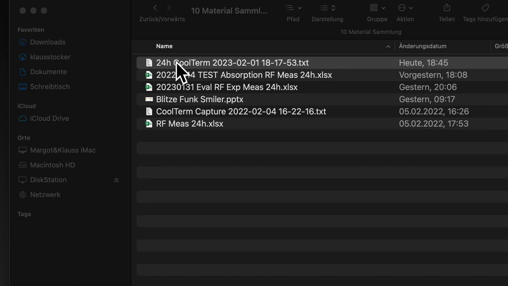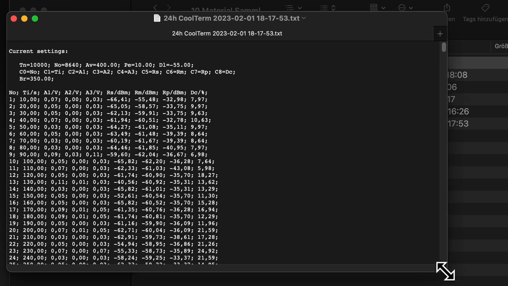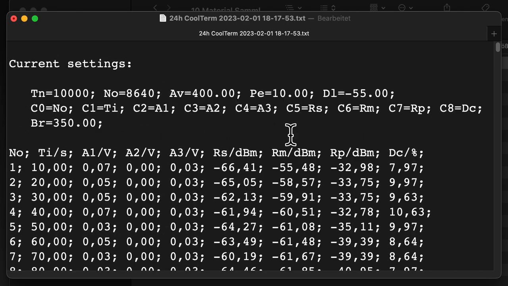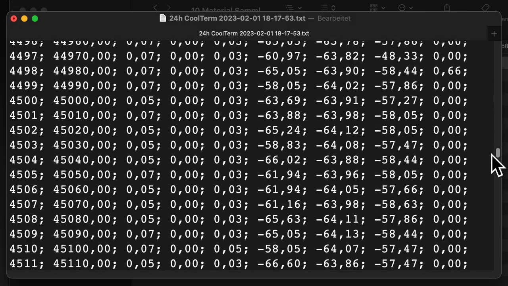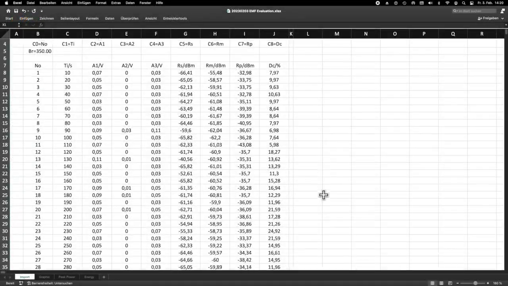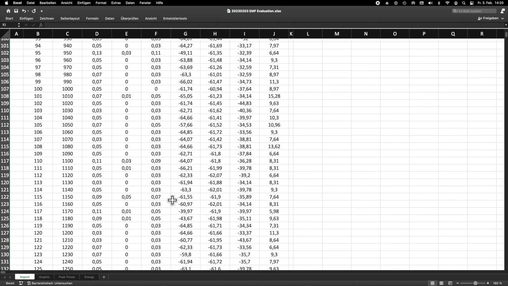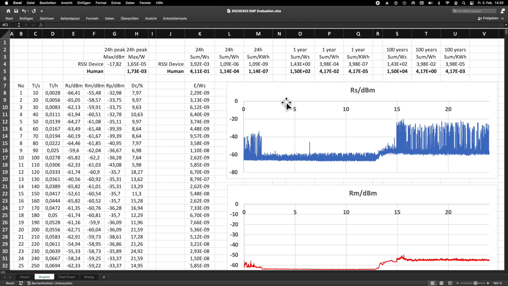So, a day later, we can take a quick look at the data that CoolTerm has recorded in a text file. Okay, the data seems fine. And this is what the data looks like when loaded to Excel. And now we're almost ready to answer the burning questions. We carry out some analytics.